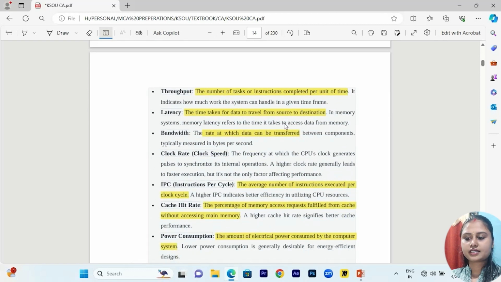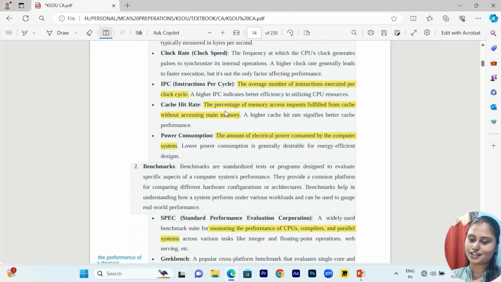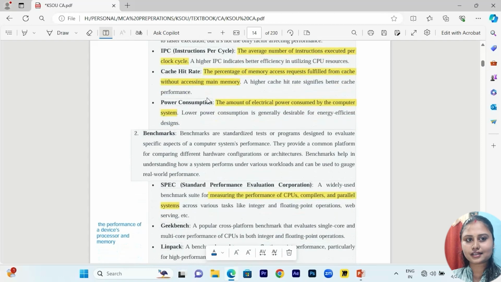Latency is the time taken for the data to travel from the source to the destination. Bandwidth is the rate or amount of data that is transferred from one component to another component. Clock rate is the pulse rate the CPU holds during the execution of a program. IPC is the average number of instructions executed per clock cycle. As I already said, a clock cycle is a pulse to synchronize the internal operations.